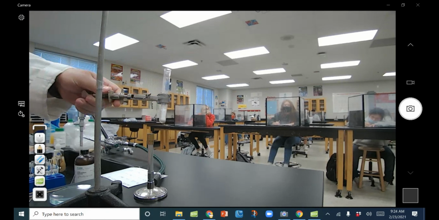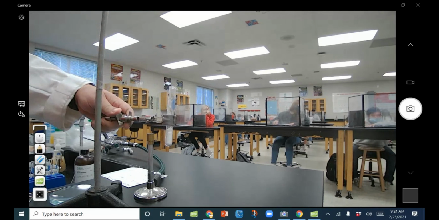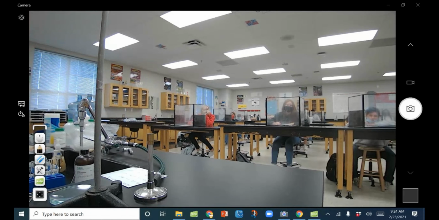I don't know if you can see it. Does it show up on the camera? There's little droplets of moisture up here at the top. Does it show on there? Not really well. Okay, I'm just going to tell you. There's little droplets of water right on the edge of this test tube.